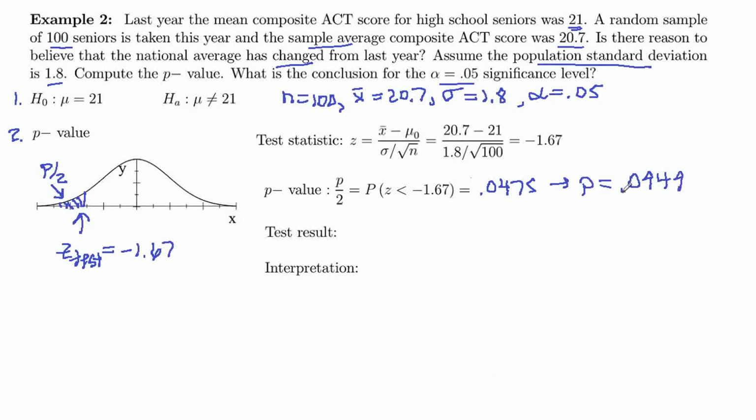So if it's a one-tailed test, then your p-value is the area past the test statistic. If it's a two-tailed test, you have to double it. So then our test result here, well, our p-value now, which is 0.0949, is greater than 0.05, which is our alpha. So we do not reject.